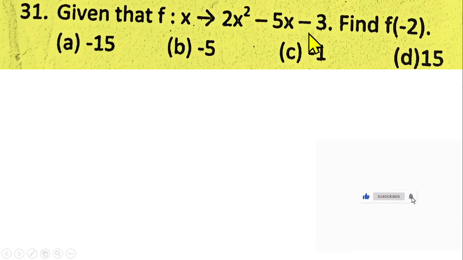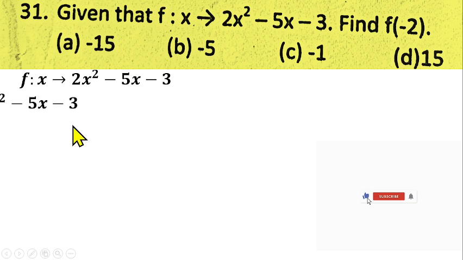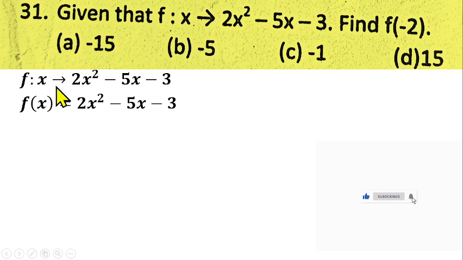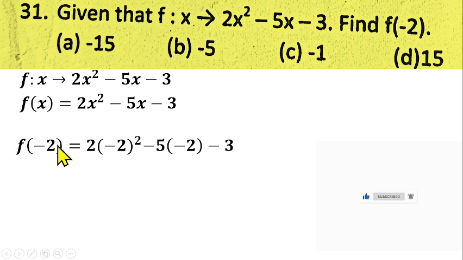Question number 31 is from function. You have f of x is equal to 2x squared minus 5x minus 3. You have to find f of minus 2. So f of x is this. I can write this one like this, f of x, the same thing. So you have to find f of minus 2.